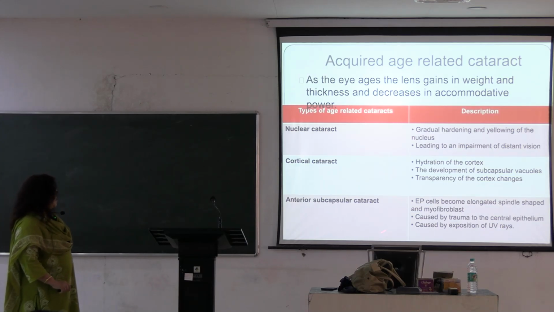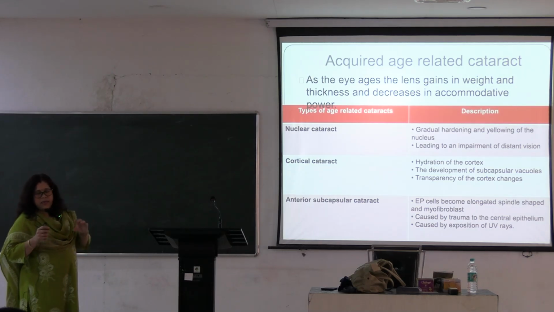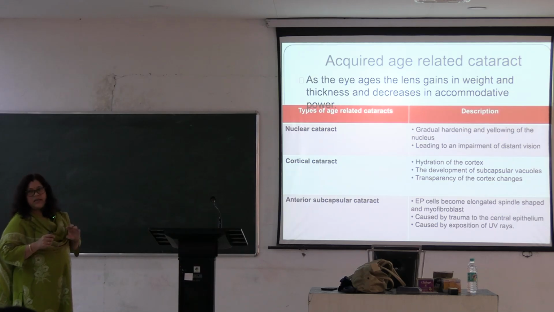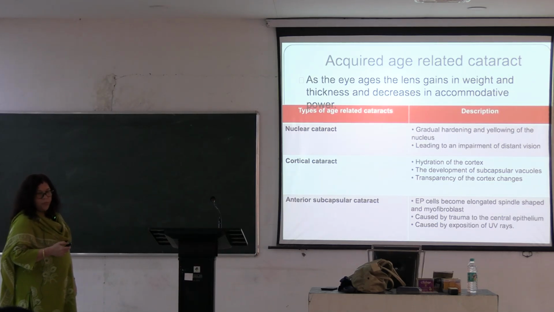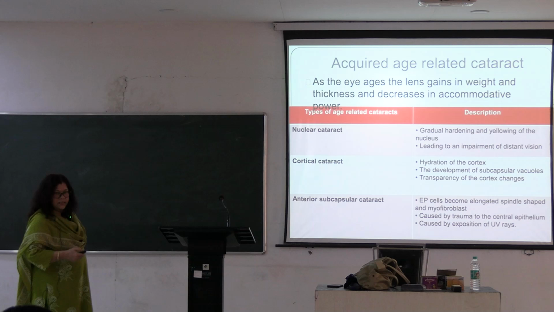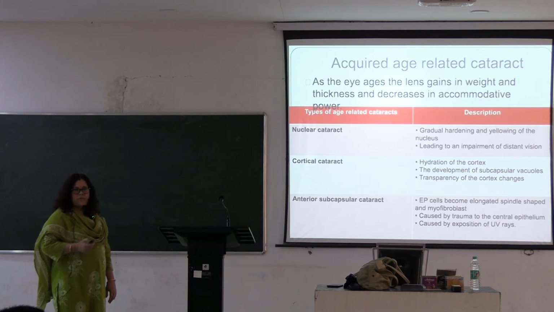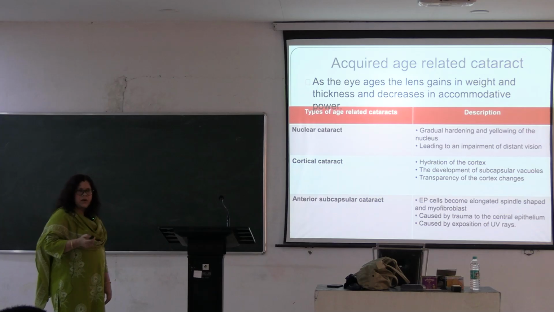Then subcapsular cataract. Epithelial cells become elongated and spindle shaped, and when there is any trauma to the central epithelium or the patient comes into contact with ultraviolet radiation, that causes opacity in this layer, and this cataract is called anterior or posterior subcapsular cataract. When it affects the anterior part, it is called anterior subcapsular cataract. When it affects the posterior part, it is called posterior subcapsular cataract.